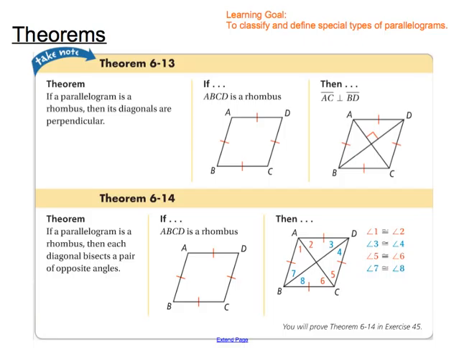Additionally, since we know that opposite angles of a parallelogram are congruent, we can say that 1 is congruent to 2, is congruent to 5, is congruent to 6, and 3 is congruent to 4, is congruent to 7, is congruent to 8.